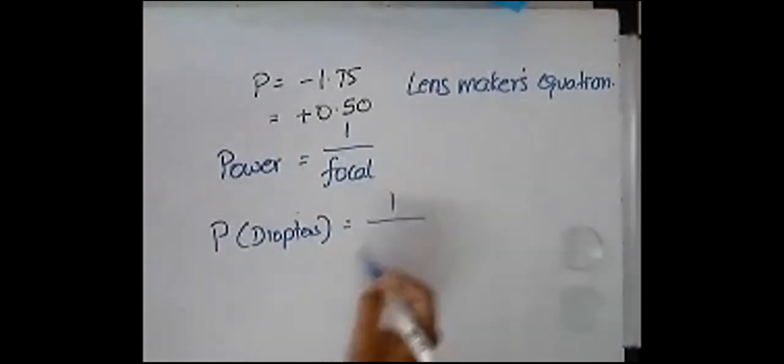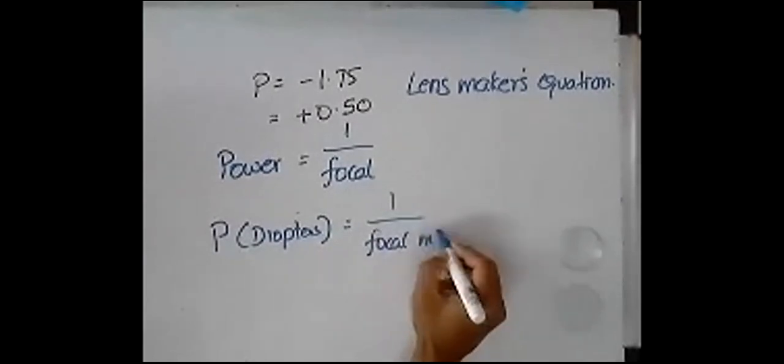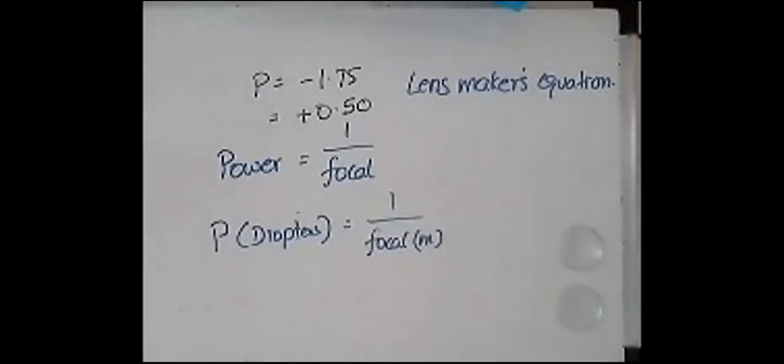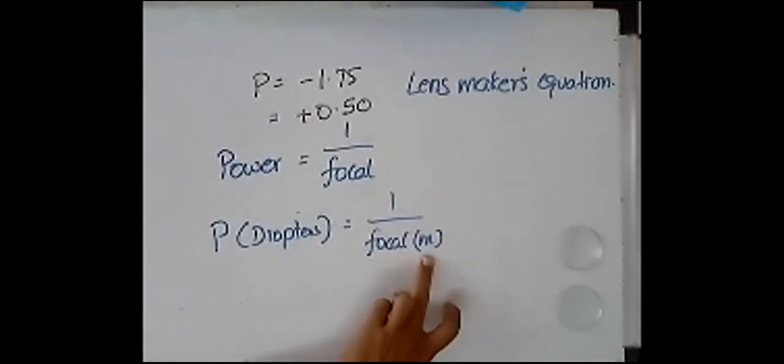And focal length, of course, happens to be measured in meters. Okay. So one of the issues that we have in terms of doing calculations based on this, you will be asked numerical problems based on this, is that whatever the focal length of the lens that is given to you, you will have to convert it into meters.